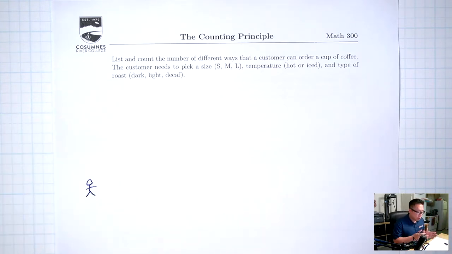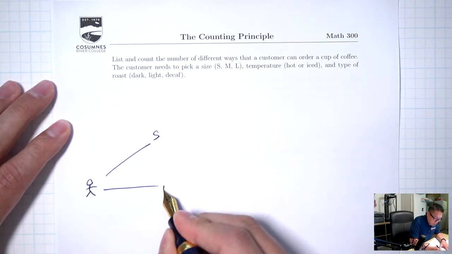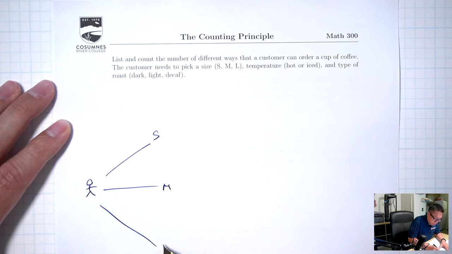So when the customer enters the shop, they have to first pick a size. Okay, what are the options that they can pick for size? They can pick small, medium, large.